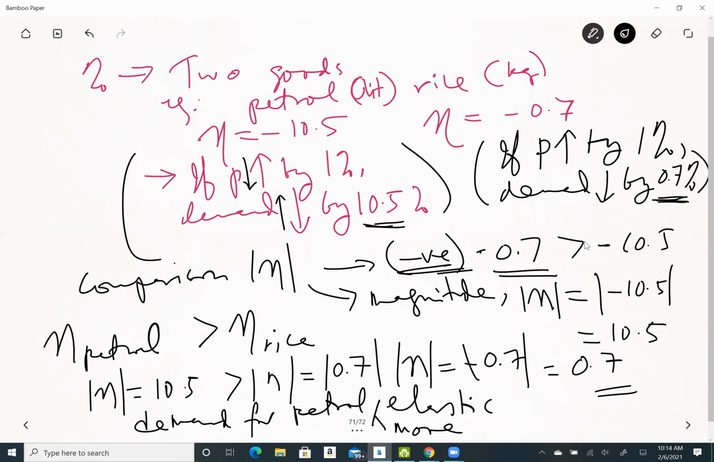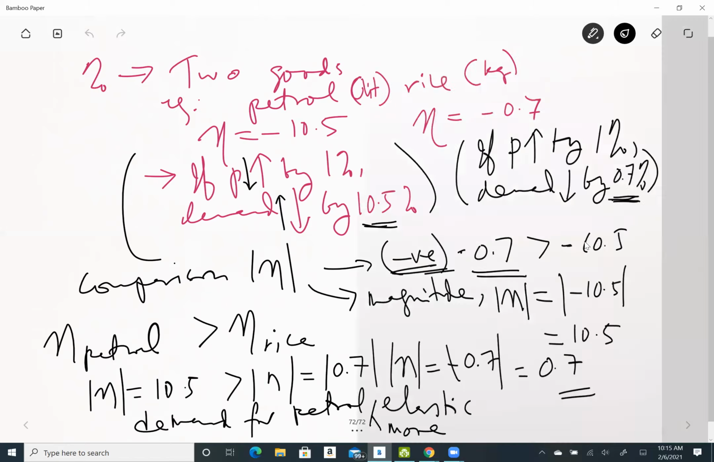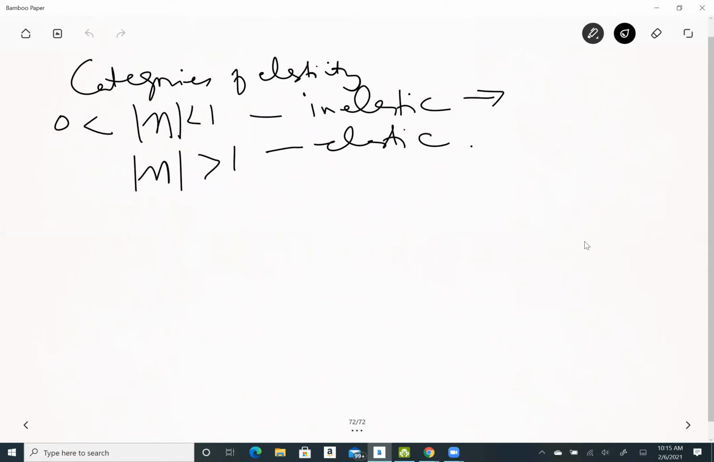On the other hand, if you look at petrol, how the demand responds to the price increase will be higher than 1%. The response of the demand is what? It is 10.5%, which is larger than the increase in the price, which is 1%. So we categorize it by this category: elasticity absolute value bigger than 1, elastic. Elasticity in absolute value bigger than 0 and less than 1 will be called inelastic.